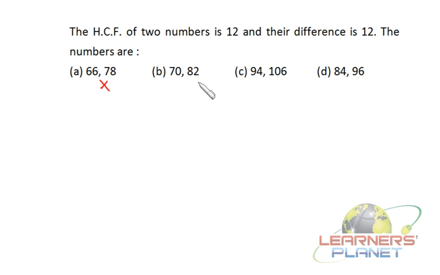Similarly, 70 and 82, none of them is divisible by 12. So it won't be the right choice. Similarly, in this case, 94 is not a multiple of 12, so even it won't be the right choice. So here in this case, 84 and 96, both of them are multiples of 12, and the difference is also 12, so it will be the correct choice. No need to cross verify.